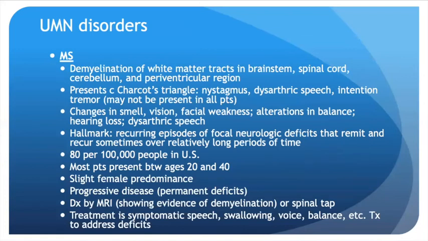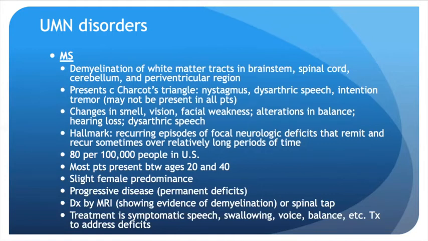Multiple sclerosis is a disorder of demyelination of the white matter tracts in the brainstem, spinal cord, cerebellum, and paraventricular region. It initially presents as Charcot's triangle: nystagmus, the eye movement disorder, dysarthric speech, and intention tremor. There can be changes in smell, vision, facial weakness, alterations in balance, hearing loss, and dysarthric speech. A hallmark of MS is recurring episodes of focal neurologic deficits that remit and recur, sometimes over relatively long periods of time.